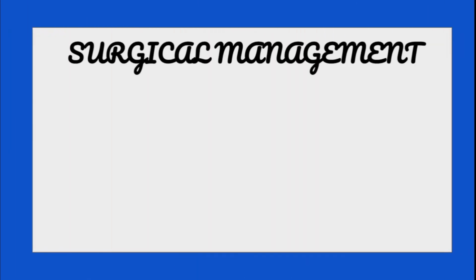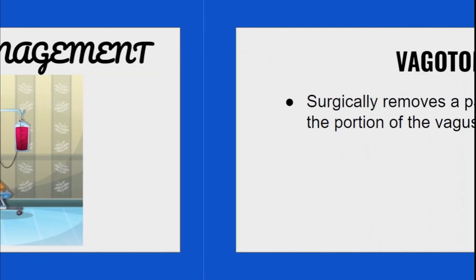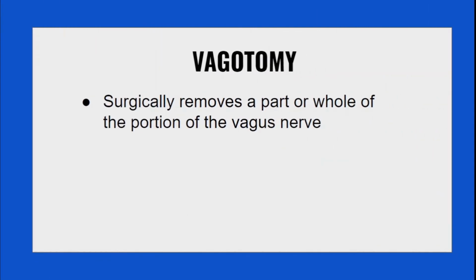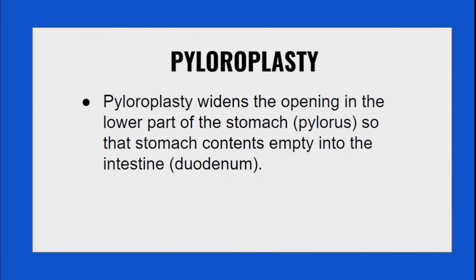Next we go to the surgical management. This is the extreme, if complications arise, we go to surgical management. First is vagotomy. This is surgically removing a part or the whole of the vagus nerve. From the name itself, vagotomy, removal of the vagus nerve. This can be done with or without pyloroplasty.